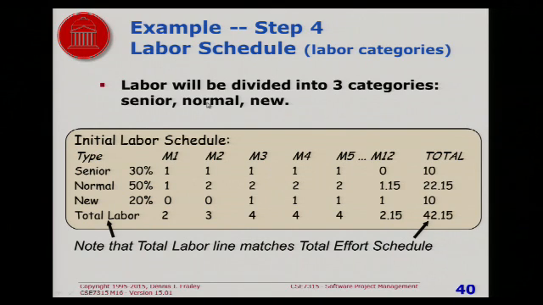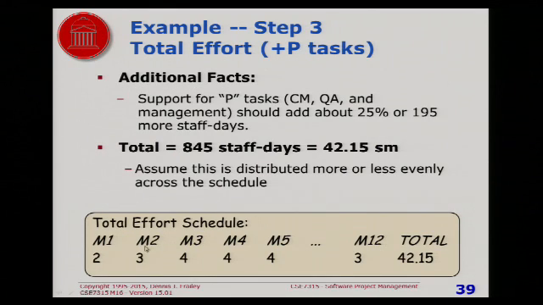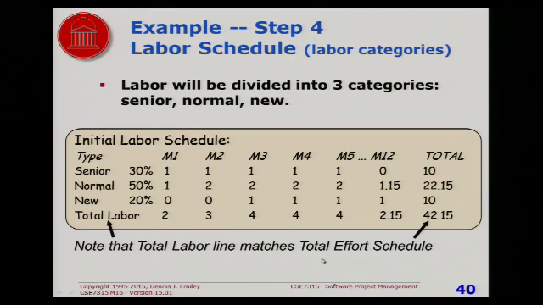The labor schedule is, now I'm going to break it down into a little more detail than I did the last time. In our company, we have 3 salary levels: new hires, average people or normal people, and senior people. And let's suppose the senior people make significantly more than the normal people, and the normal people make significantly more than the new hires. So what we're doing here is we're taking the same numbers that we had on the total effort schedule. You'll notice the bottom line is essentially the same, but we're breaking it down.